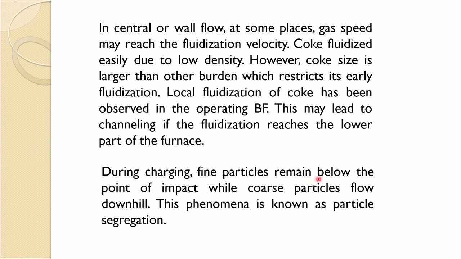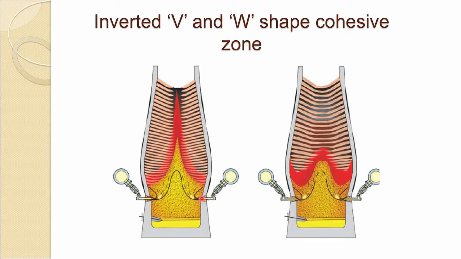During charging, fine particles remain below the point of impact, while coarse particles flow downhill, and this phenomenon is known as particle segregation. So, particle segregation is a very important phenomenon in blast furnace charging. We will come to that, but due to this uneven flow, which may occur sometimes, with some preferential channel flow going to a few other places, local fluidization may occur.